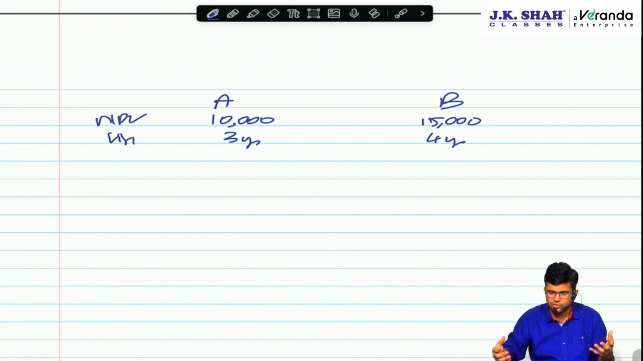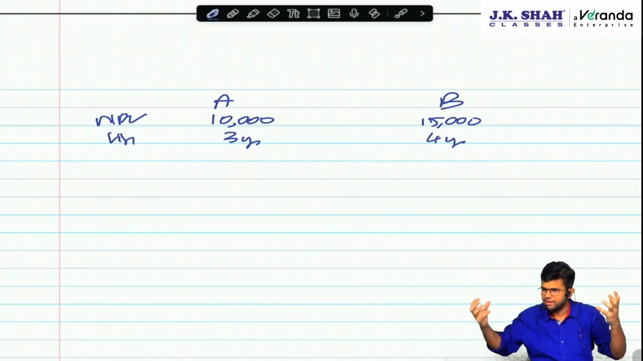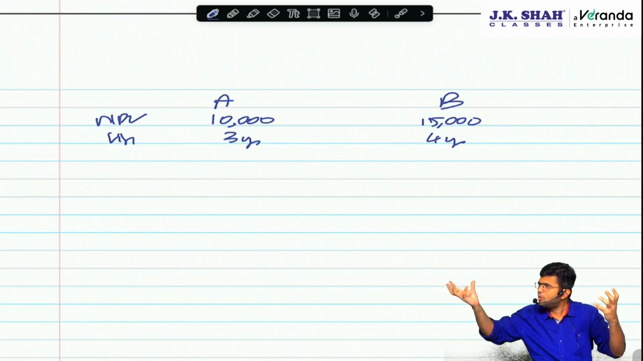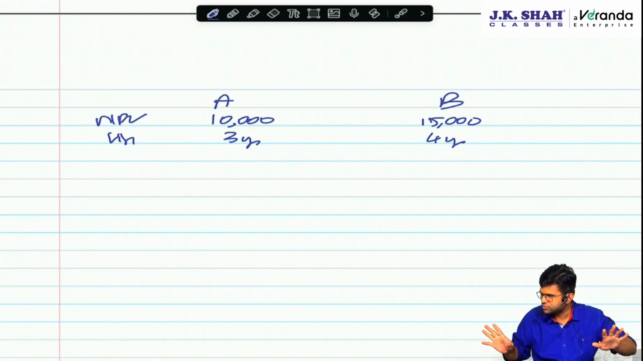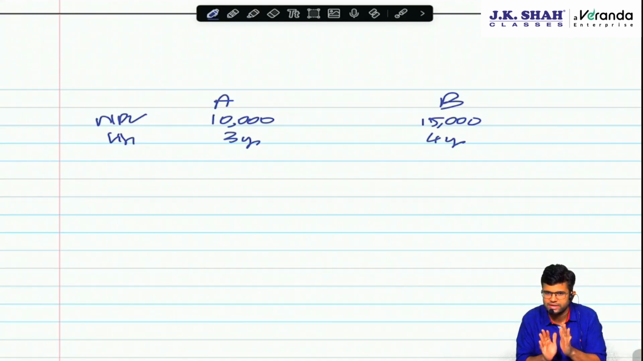Similarly, here there is one project of 4 years giving 15,000. There is a project of 3 years giving 10,000. How can I compare? To compare, what should I do? I should divide the 10,000 by 3. I should divide the 15,000 by 4 to get per annum. Are you listening till here?